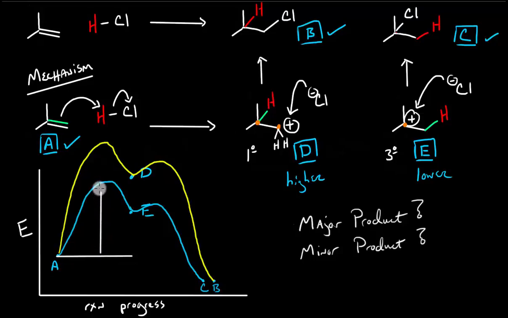So to get to intermediate E, you have to put in about this much energy, the difference between A and E. And to get to D, you have to put in a different amount of energy, the difference between A and this hump to get to D. If you look at the energy difference, it looks like you have to put in a lot more energy to get to this intermediate D.